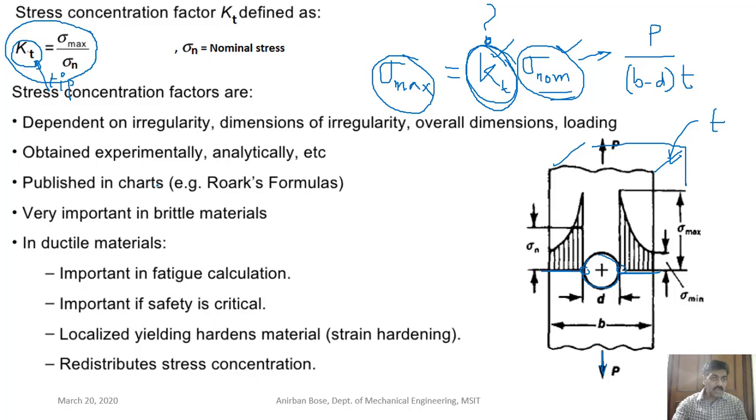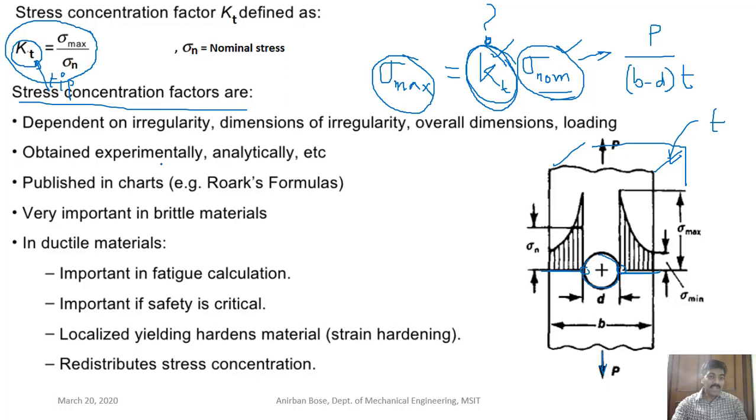Now here are some points; let's quickly go through them. Stress concentration depends on the irregularity, the dimensions of the irregularity, the overall dimensions, and the loading. So the stress concentration factor Kt depends on these things. Basically it depends on the geometry.